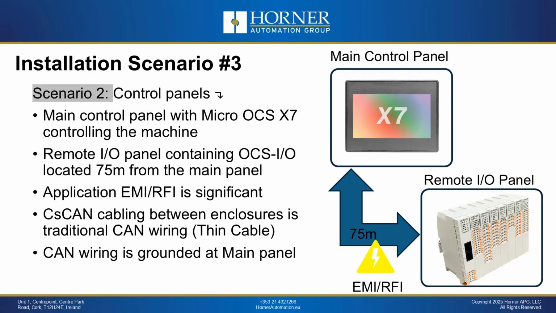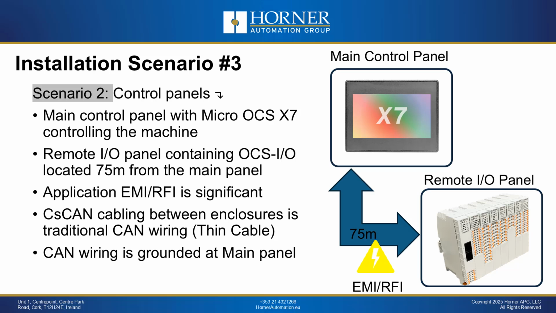Now for our third scenario, we have a very similar situation, but this time our 2 control panels are separated by a greater distance, and we have some concerns about extreme EMI and RFI in the application. So instead of using category style cabling, we are going to use traditional CAN cabling.